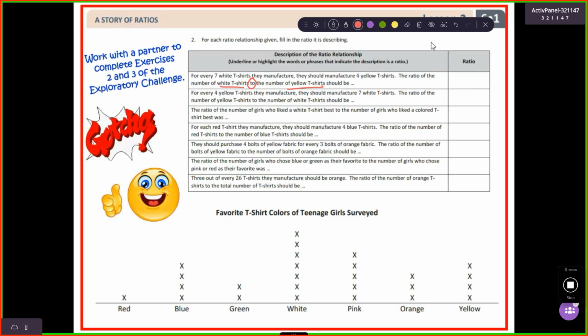7 to 4. So write that down. Can you write it as a fraction? Okay. You can write it as a colon, right? And if we look in these boxes, I would say writing it as a colon might be easier because of the room. Do you really have a lot of room to write it as a fraction?